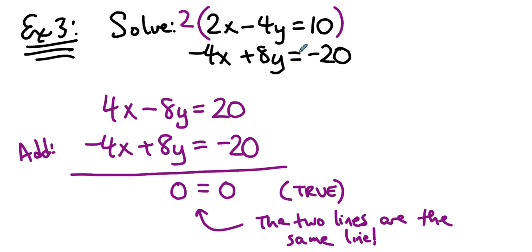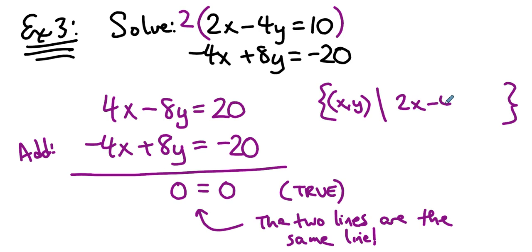So what's the solution? Well, the solution is every point that's on the line. And the way we say that is that there's a whole set of points that are the solution. They're the set of all points (x, y) such that, and then you just write either of the equations down, because either of the equations represents the line. And so we say that there are infinitely many solutions. Not that all points are solutions, but that there are infinitely many solutions, and they all lie on this line.